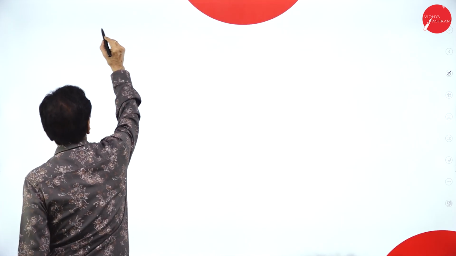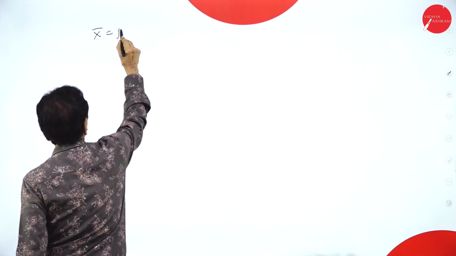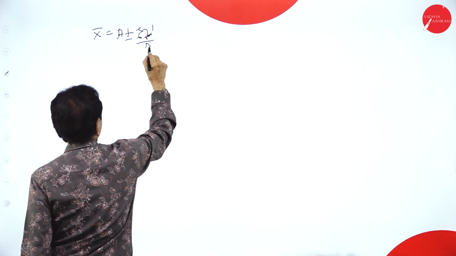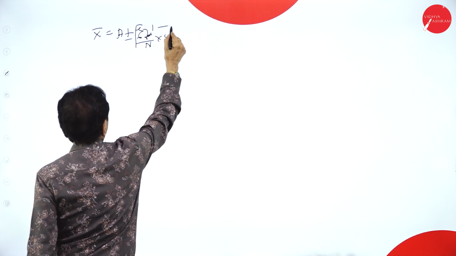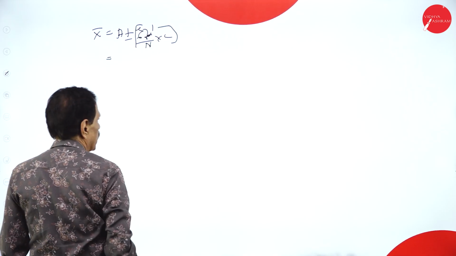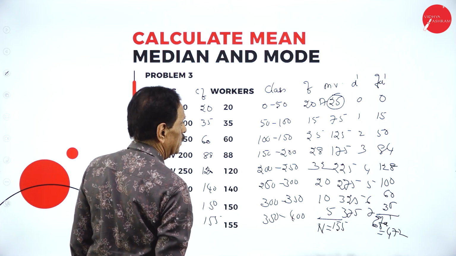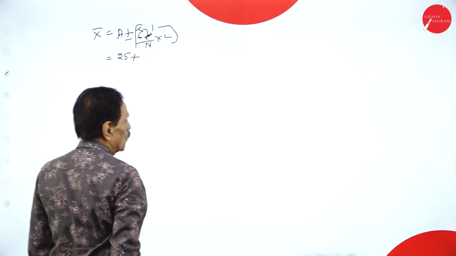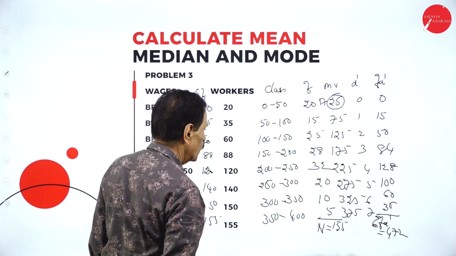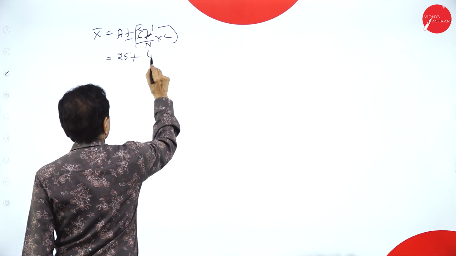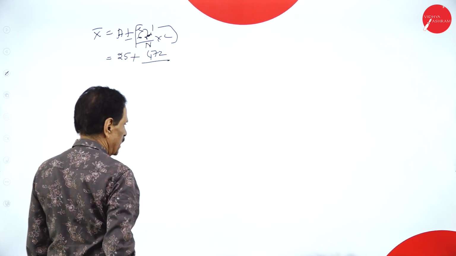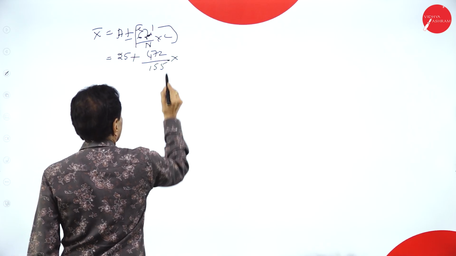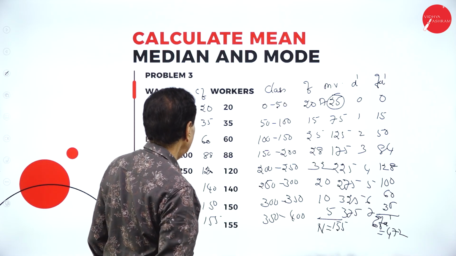Mean. A plus or minus sigma FT dash divided by N into C. What is your assumed mean? Assumed is 25 plus, what is sigma FT dash? 472 divided by number of frequency 155 into class interval is 50.